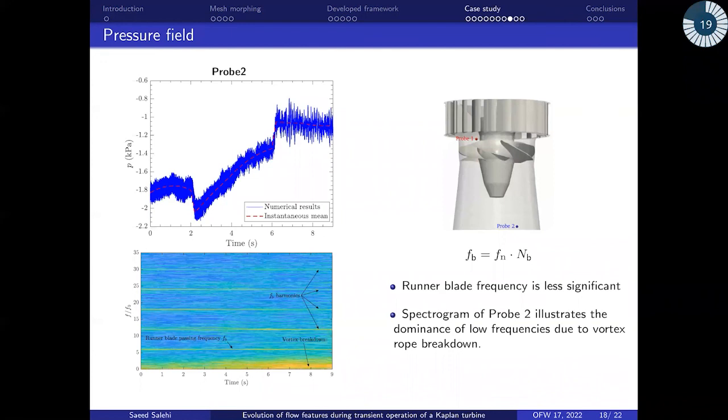But when we go to probe number 2, which is inside the draft tube, you will see that we have a lot of low frequency excitation. This is mostly because of the vortex rope, the rotation, and the breakdown of the vortex. Both the vortex created due to the load rejection condition, and also the vortex shedding behind this blunt runner cone. So a lot is happening inside the draft tube, which results in a very large band of low frequency excitation in the spectrogram.